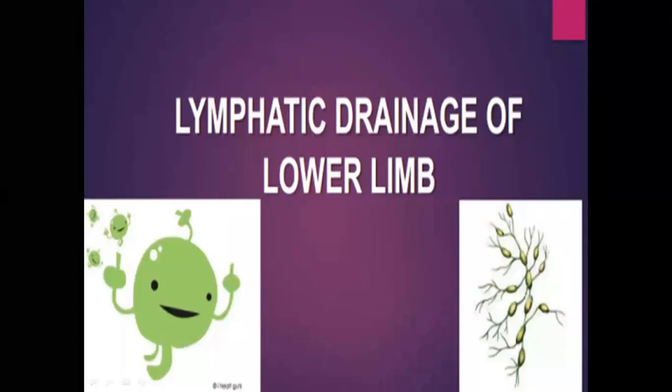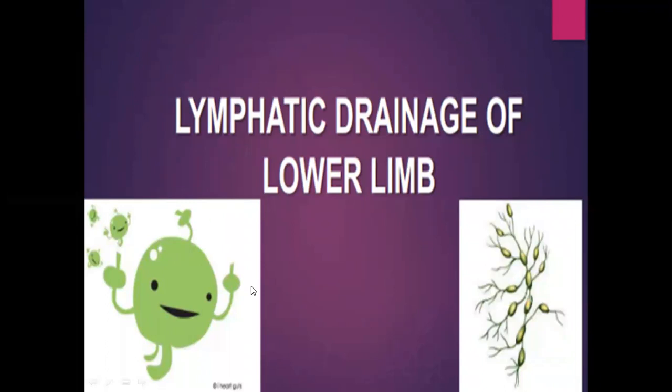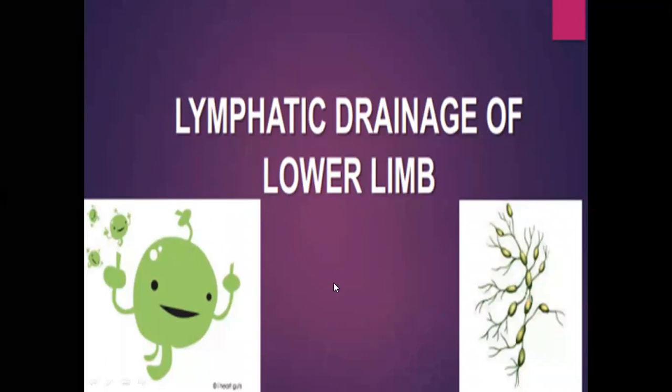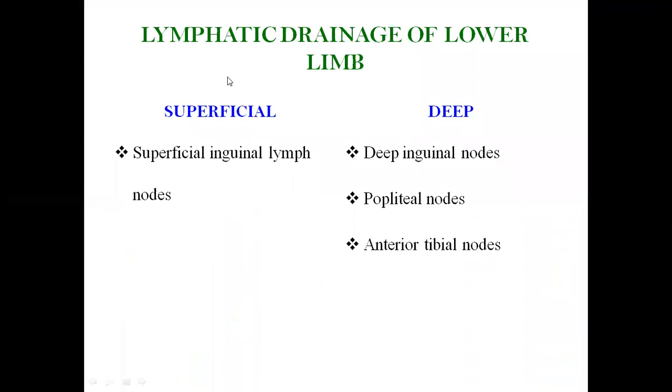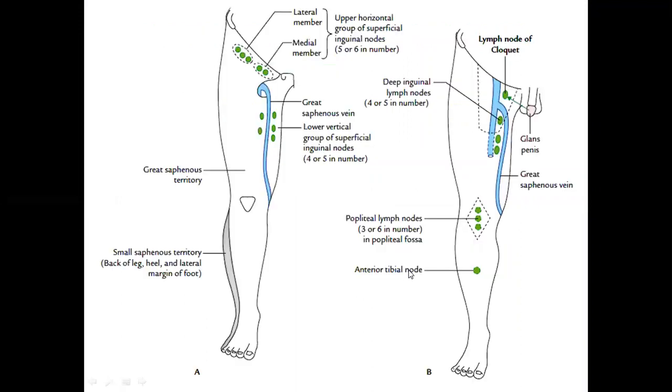Good morning, dear students. In continuation after the venous drainage, we will also try to see the lymphatic drainage of the lower limb. The lymphatic drainage of the lower limb is divided into a superficial group of lymph nodes and a deep group of lymph nodes. In the superficial category, we have superficial inguinal lymph nodes. In the deep category, we have deep inguinal lymph nodes, popliteal nodes, and anterior tibial nodes.